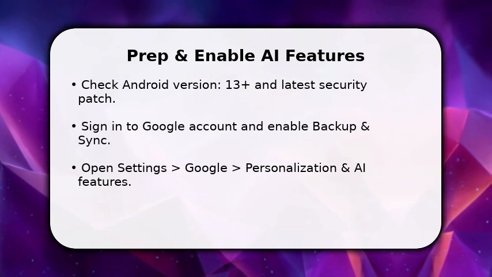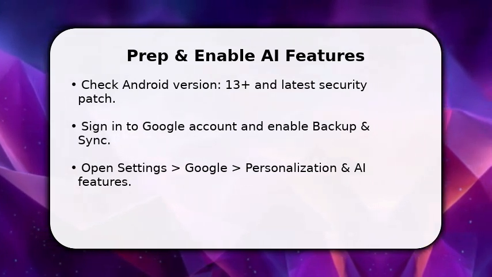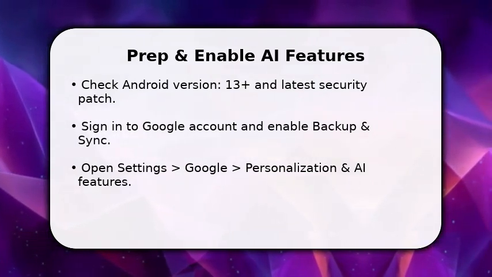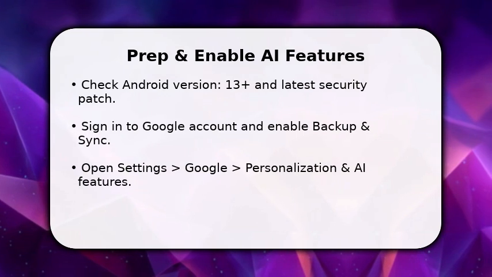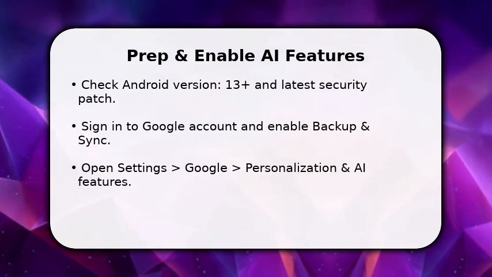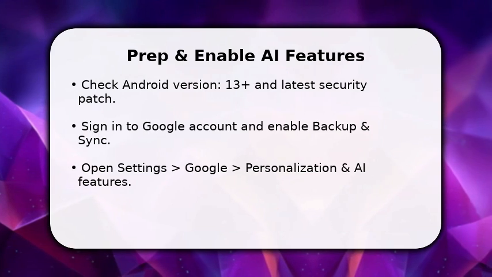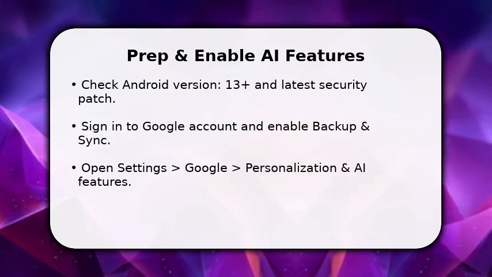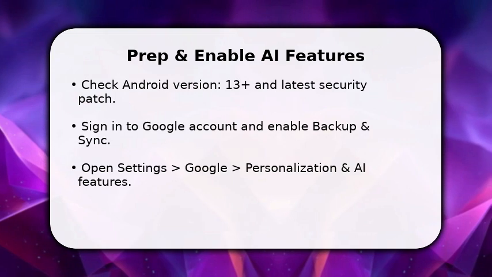Once done, go to Settings, tap Google, then Personalization and AI features. Toggle on Suggestions, Live Translate, and Recorder AI. This gets your Pixel 7 Pro ready to use on-device models and cloud-assisted AI for the next steps.